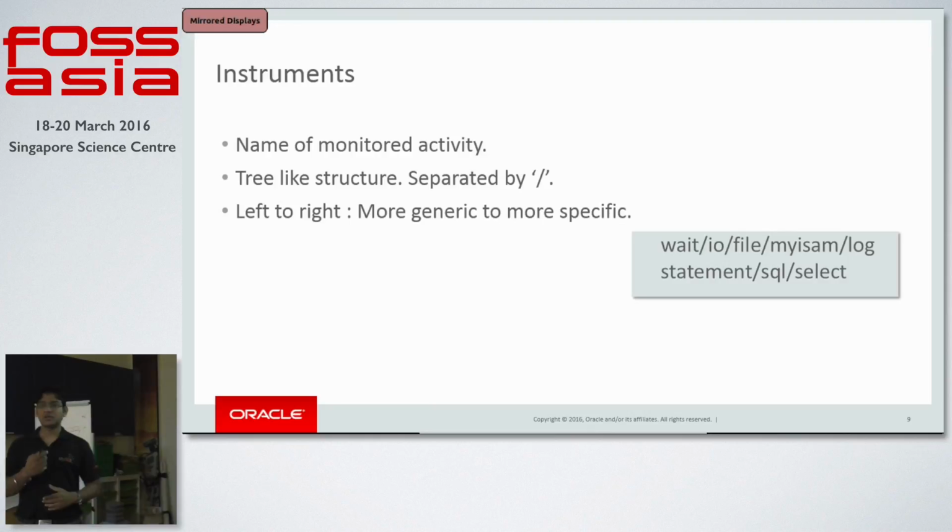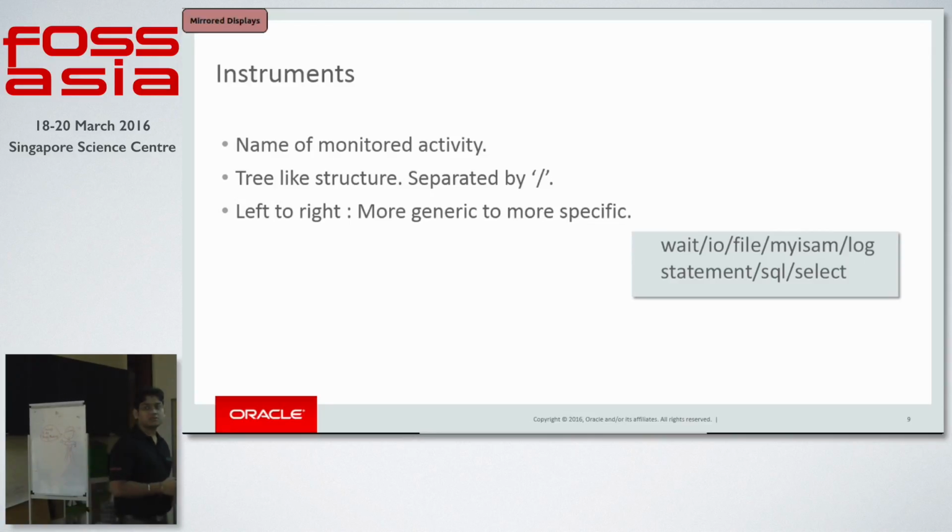Let's take an example to understand instruments. These are examples of two instruments. The first one is wait/io/file/myisam/log. So what does it say? It says there is an instrument, or an activity of wait, which we are monitoring in performance schema.